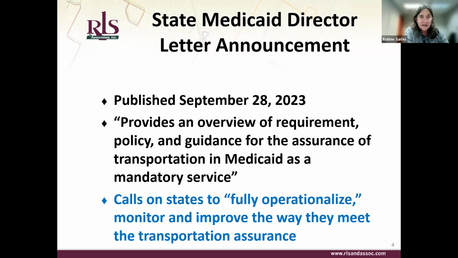And essentially what it did was it provided an overview of the requirements, policy, and guidance for that transportation assurance in Medicaid as a mandatory service. One of the important things that it did was it called on those states, on those Medicaid directors, to fully operationalize, to monitor, and to improve the way that they meet the transportation assurance.